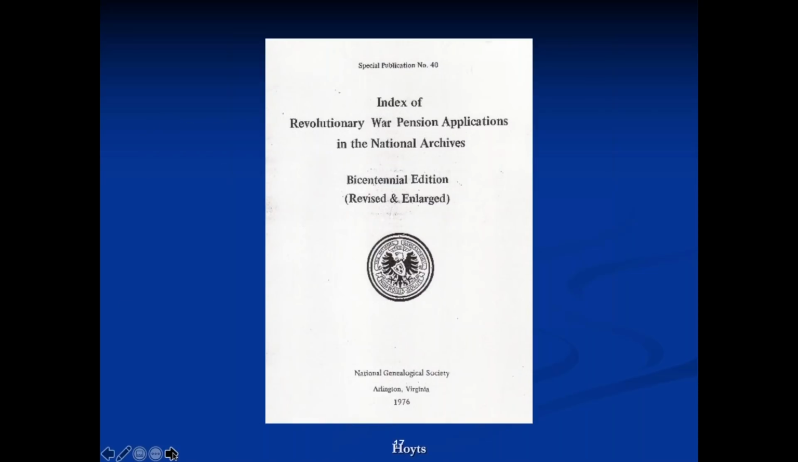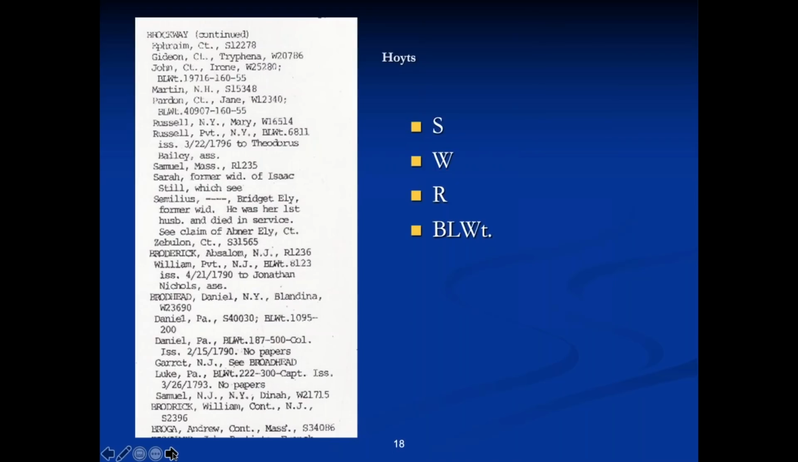There is an index to Revolutionary War pension applications that I use all the time. It's called Hoyt's. And the reason I use it is because it gives me the pension number. I can know in a glance what kind of pension I may be dealing with. An S doesn't stand for soldier, it stands for survivor. A W stands for widow, and an R stands for rejected. The BLWT stands for bounty land warrant, and this deals with a register of bounty land warrants that survived one of the two fires in DC in the early 1800s.